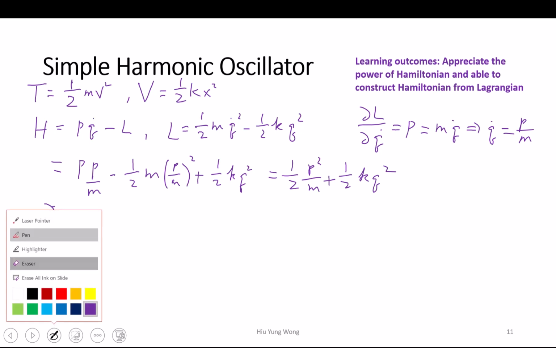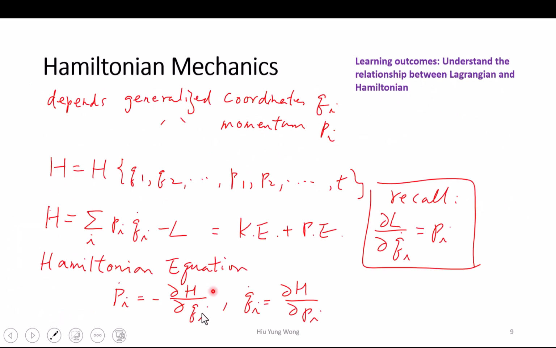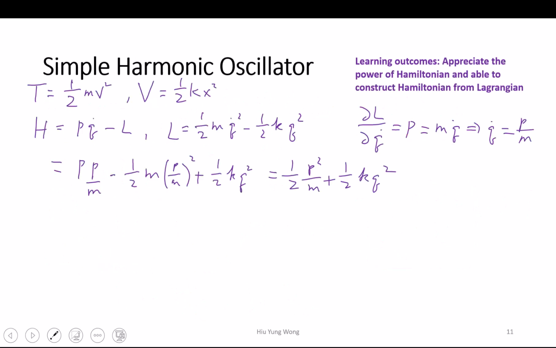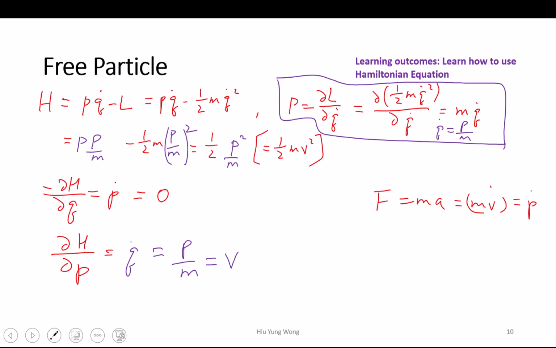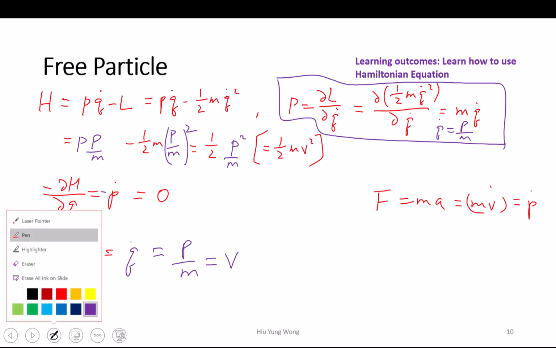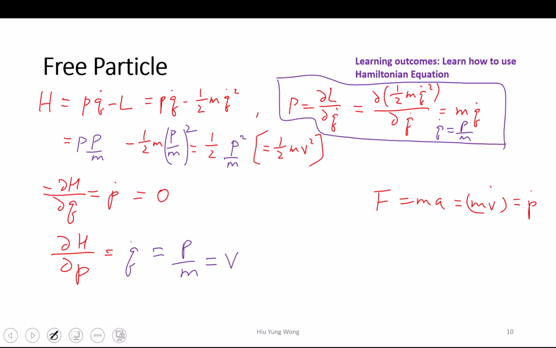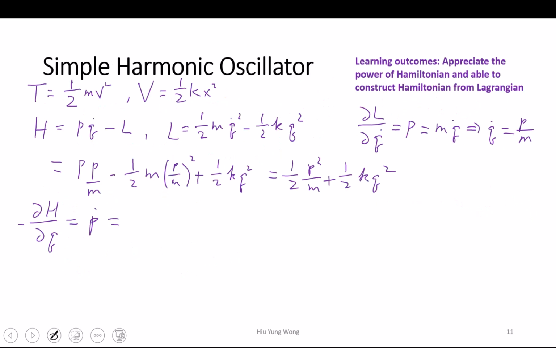We know that negative partial H partial Q equals P dot. Did I do the negative here? I somehow missed the negative last time, but it does not affect the result. Yes, you're right, the negative should be there.